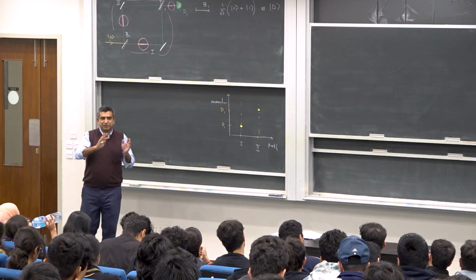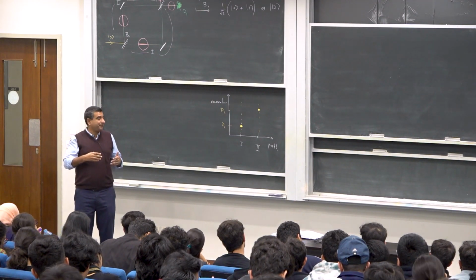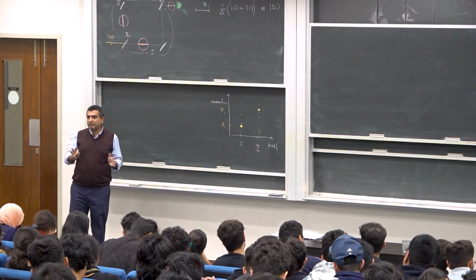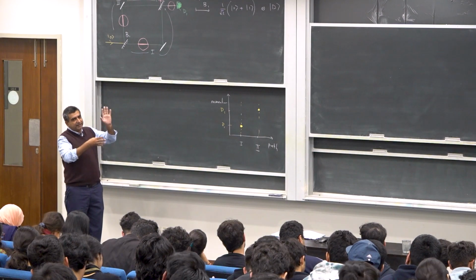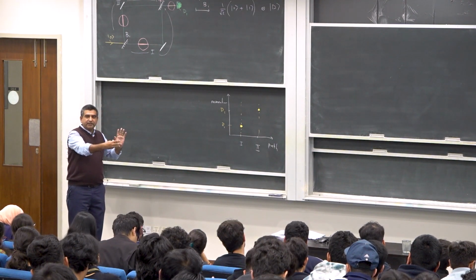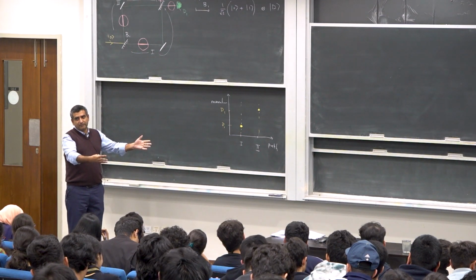And when you have the which-path information, which means you know the position, you will be uncertain about the momentum, which means you don't know which direction the outgoing photon is going to take, and it's going to hit detector D1 and D2 with the same probability.